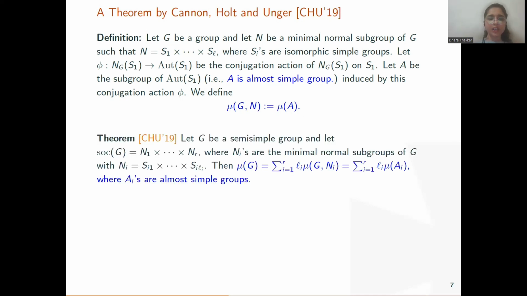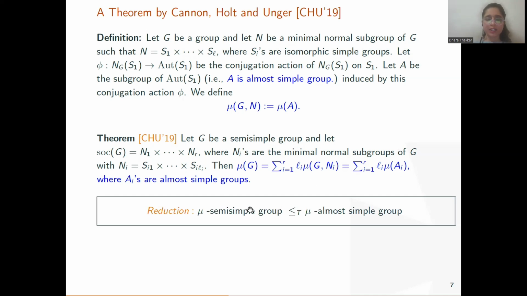Now what Cannon, Holt, and Unger showed is the following: if we have a group which is a semi-simple group, suppose its socle is N1 to Nr, where each Ni is a minimal normal subgroup, and suppose they have a decomposition into simple groups as follows. Then mu(G) is the sum of the Li times mu(G, Ni). And from the definition, mu(G, Ni) is nothing but mu(Ai). So to find mu(G), we can find mu(Ai)s, and Ais are almost simple groups.